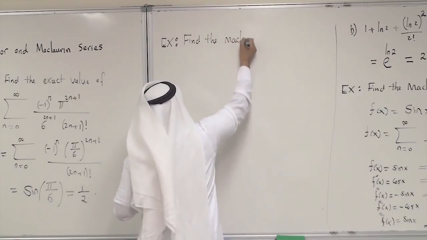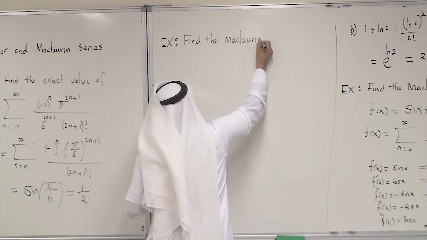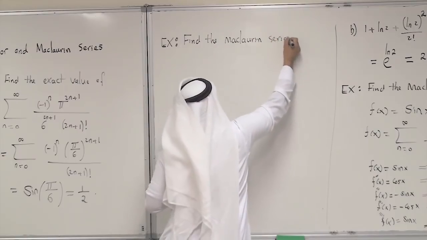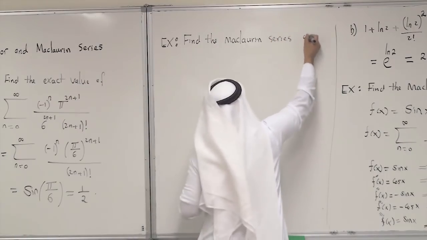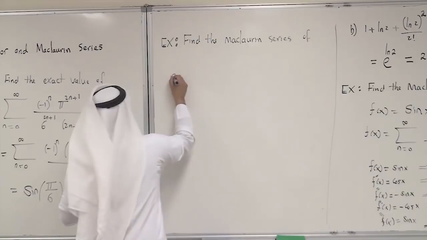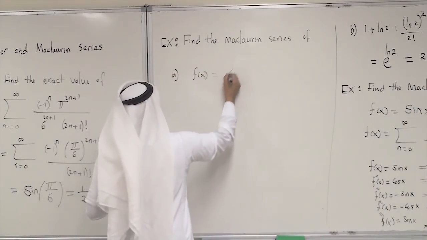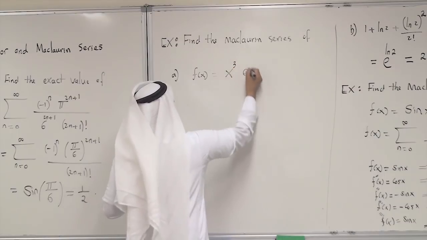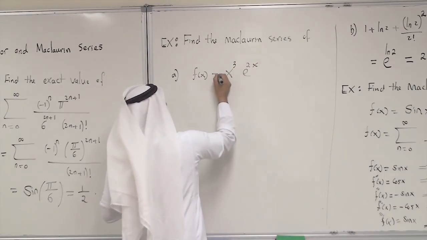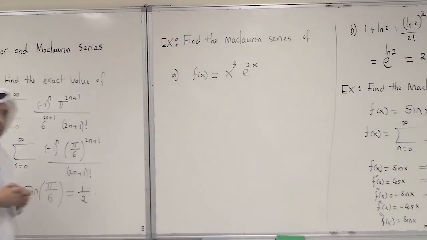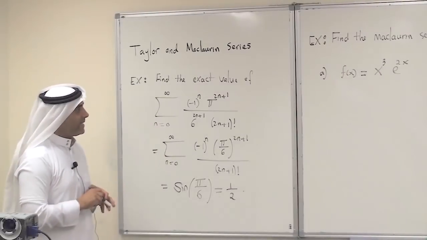So I will do more exercises in this regard that says find the Maclaurin series of the following functions. So let me say part A, I will take f of x to be equal to x cubed e to the power 2x. This is the first part, then I will add a second part.